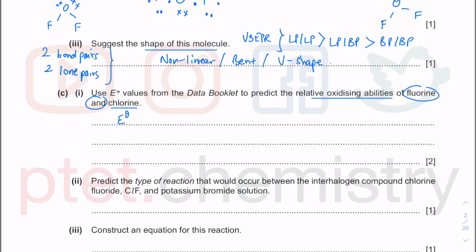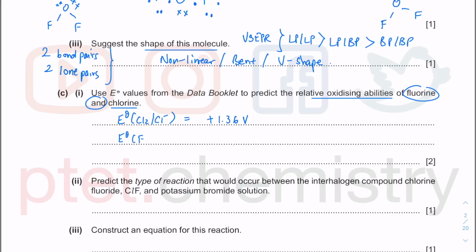So we have E0 Cl2 Cl minus. We always represent this as a reduction potential because all the electrode potentials in the data booklet are shown as standard reduction potentials. So they are in alphabetical order. The Cl2 adding electrons to give you chloride, that is plus 1.36 volts there.